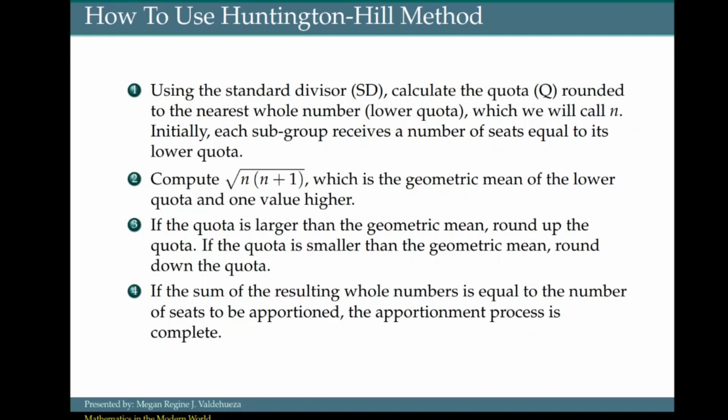And then we compute the geometric mean, that is the square root of n times n plus 1, of the lower quota and one value higher. So if the quota is larger than the geometric mean, we round up the quota. If the quota is smaller than the geometric mean, we round down the quota. If the sum of the resulting whole numbers is equal to the number of seats to be apportioned, then the apportionment process is complete.